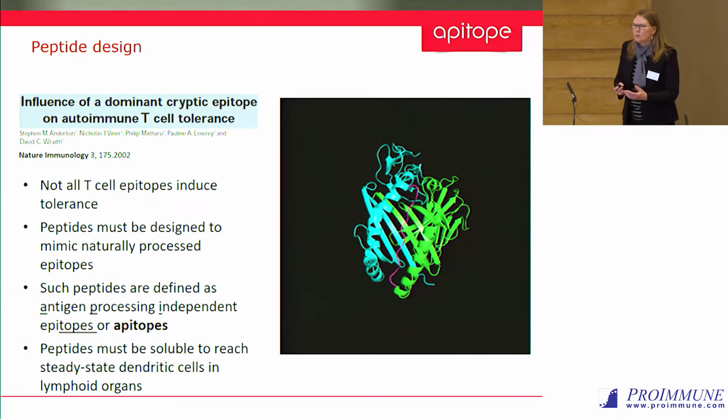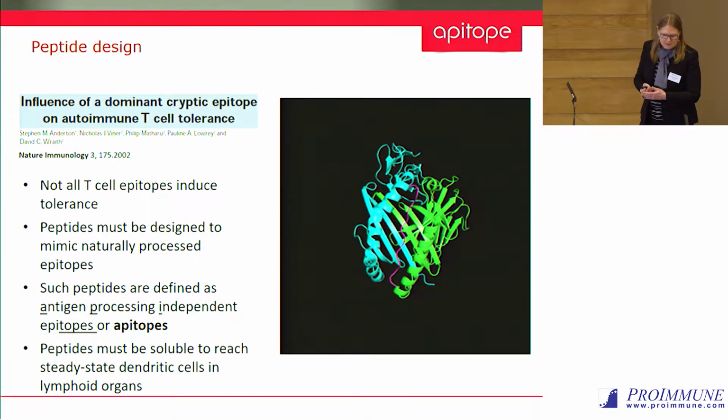So what we use is synthetic, small, short peptides derived from the autoantigen that is part of the disease cause. Not all T-cell epitopes within an autoantigen induce tolerance, and that's where we have our platform to generate those data and be comfortable that we use the correct epitopes.